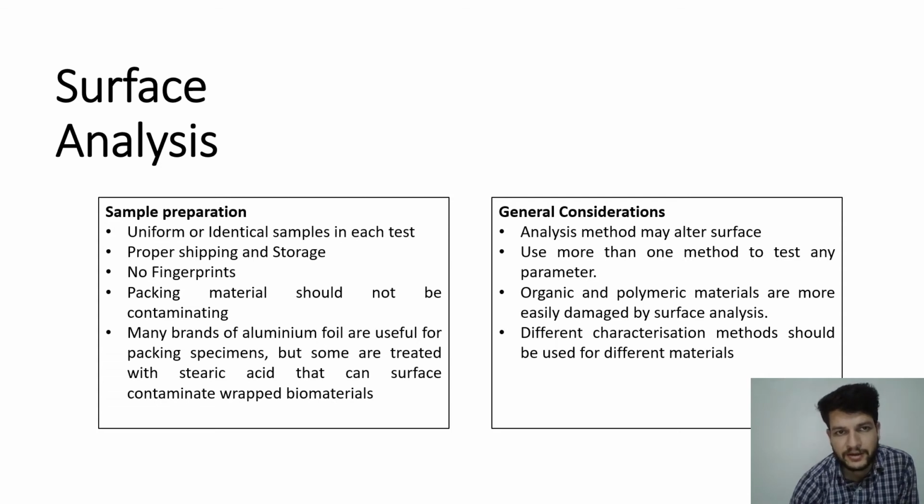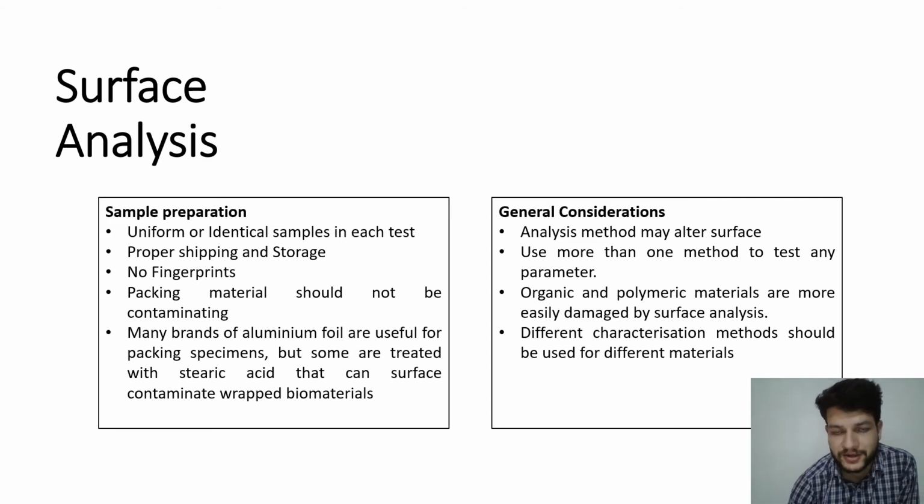And the packaging materials that are used for packing this, for example, many brands are using aluminum foils for packing different specimens or different materials, but some aluminum foils are treated with citric acid, and this citric acid can contaminate the wrapped biomaterial and can change the surface properties of the material.